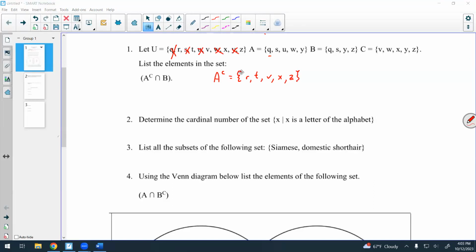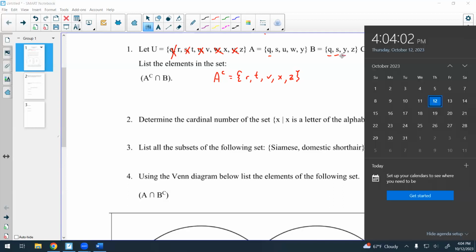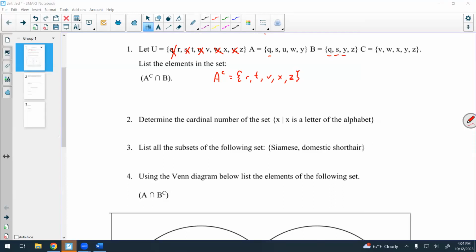Now I want to know, where does that intersect B? So what is in A complement and in B? So I'm looking at set B here. Is Q in A complement? I don't see it. How about S? How about Y? No, so it's just Z. Any questions on how we got that?